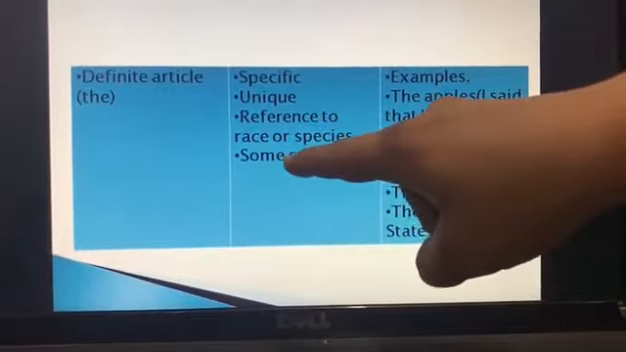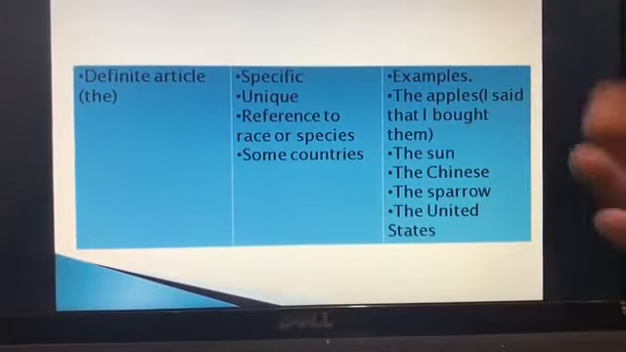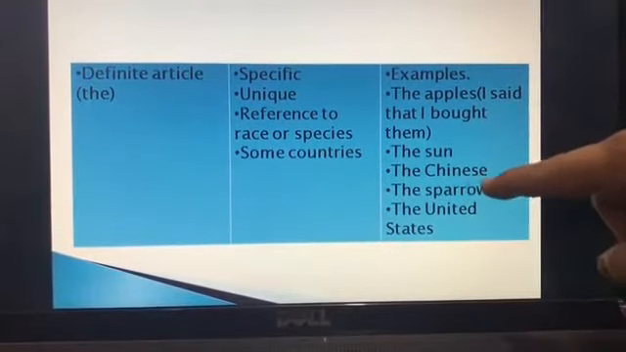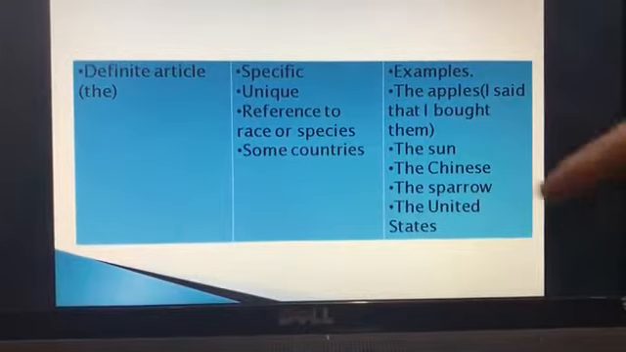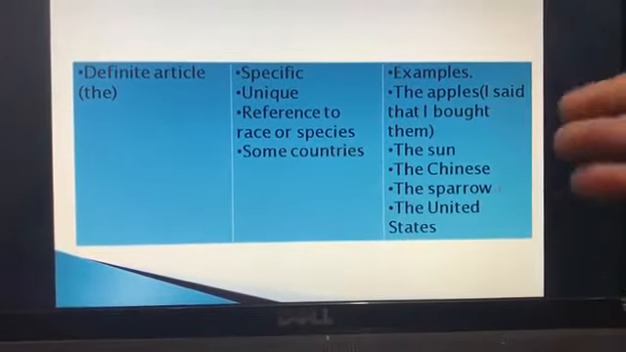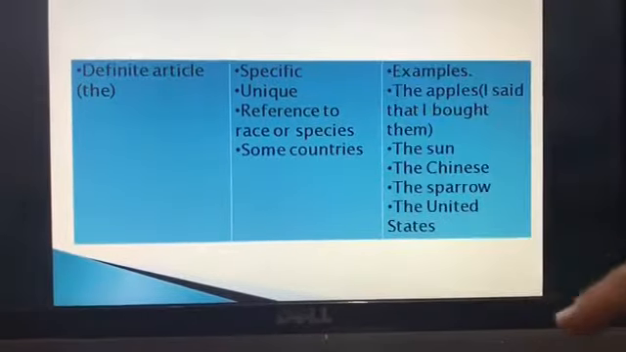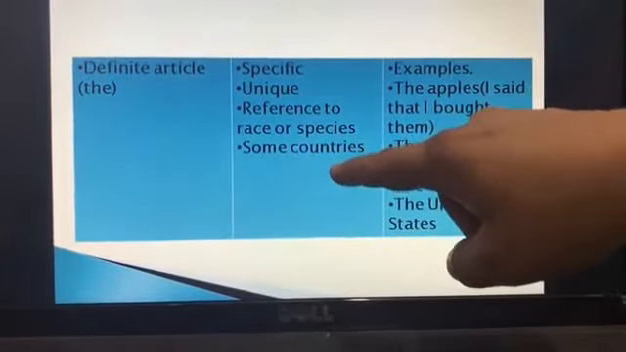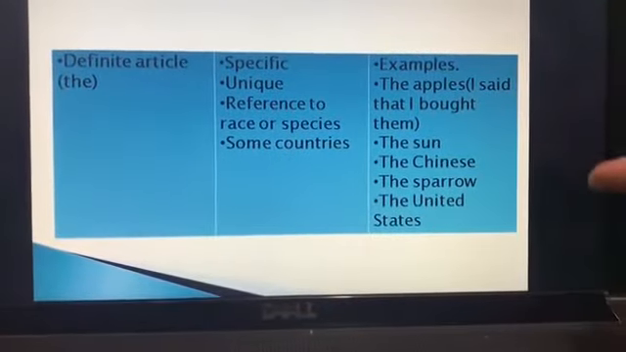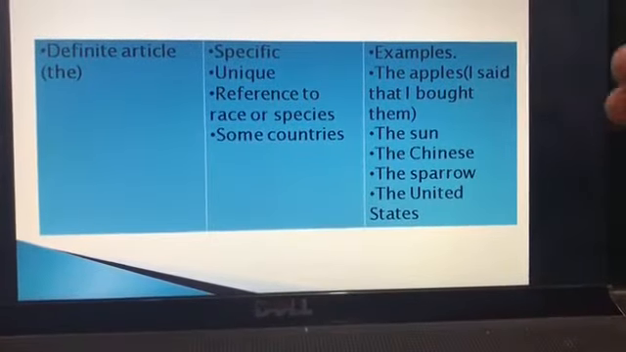Reference to any race or species. जब कोई race या species होगी, then also we use the definite article the. For example, any race, that is Chinese, American, Indian, we use the. Next is any species like sparrow, pigeon, any animal name, we use the, that is the definite article. And in the case of countries also, for example the United States, we can take India. Any country name takes the definite article as a determiner.